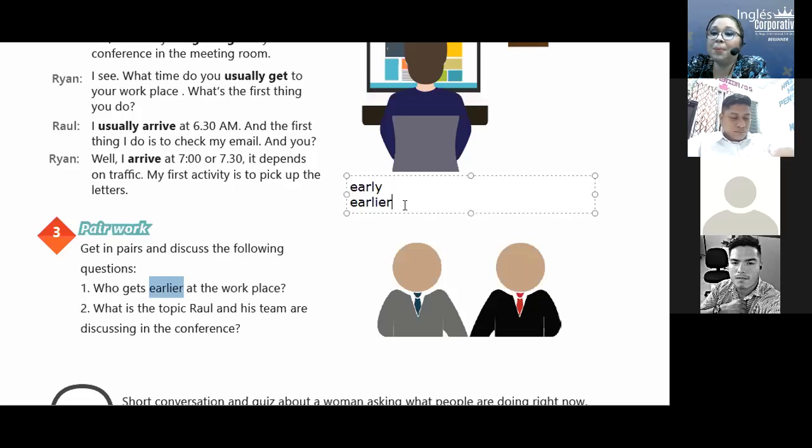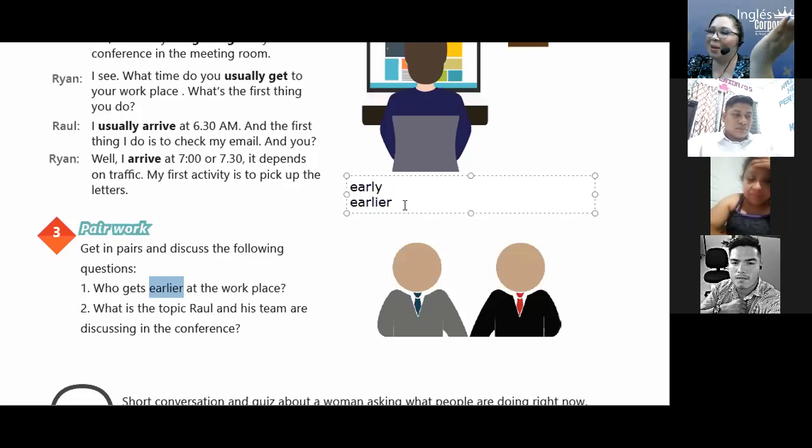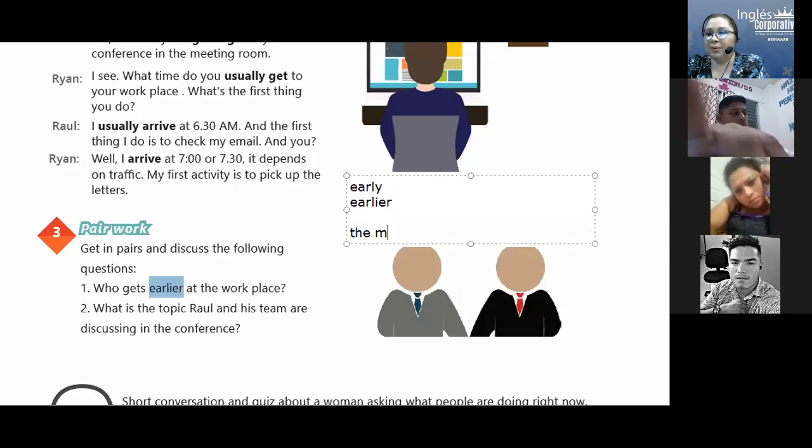Por lo menos ahorita podemos ver que en este adjetivo early, que es una time expression que aprendimos en la unit one, I'm sorry guys. Okay, this is a time expression we learned in the unit one. So now we are just checking the meaning earlier. Okay, para no decir así, Juan Diego, cuando yo creo que dijo como the most, right? The most early. Yes, the most early.